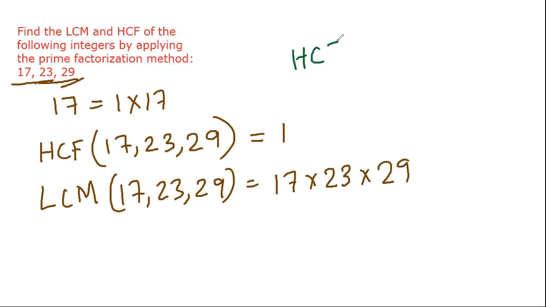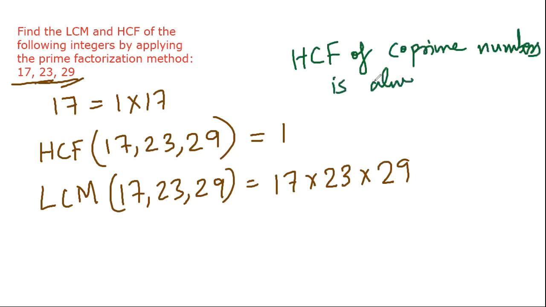The HCF of co-prime numbers is always 1, because co-prime means there is no common factor other than 1. So the highest common factor is also 1.